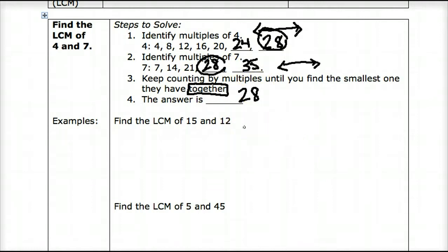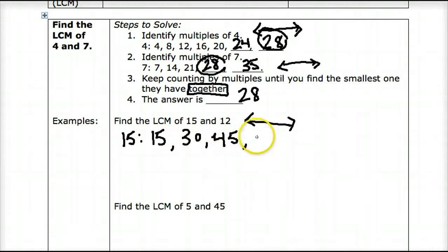So let's try out another example. They give us the problem, find the LCM of 15 and 12. If we are looking at the numbers 15 and 12, we're going to keep in mind that we are always going to list from left to right. So our first number is 15. We know that 15 times 1 is 15, 15 times 2 is 30, 15 times 3 is 45, 15 times 4 is 60, and 15 times 5 is 75. Let's stop there for now.